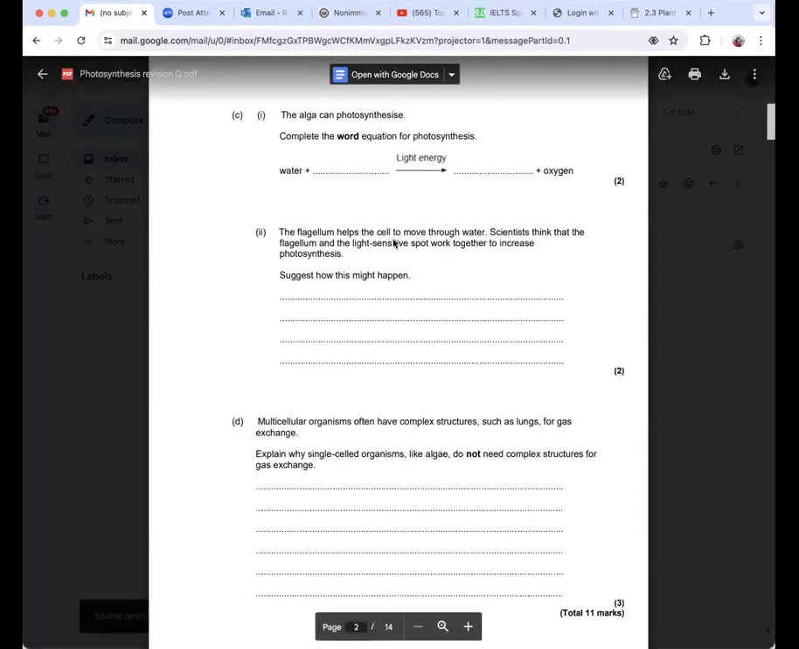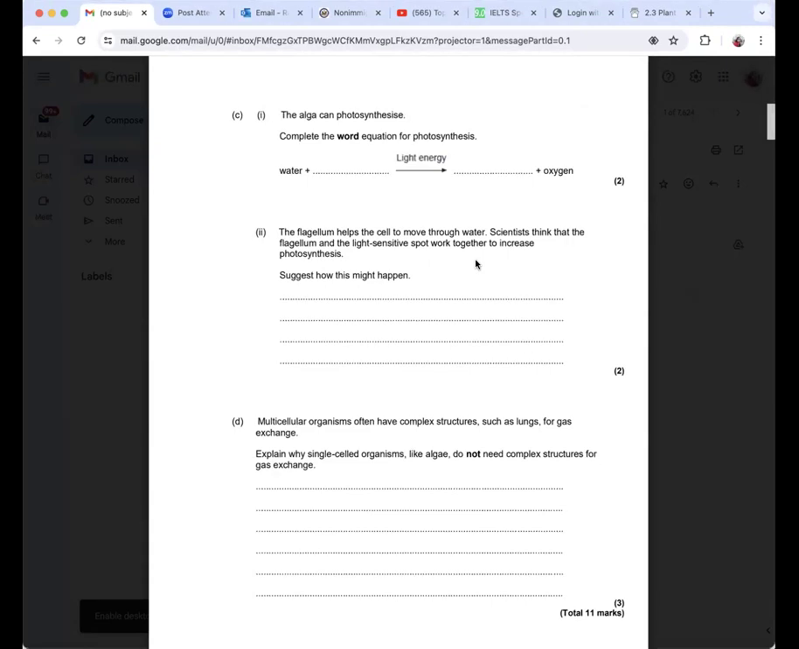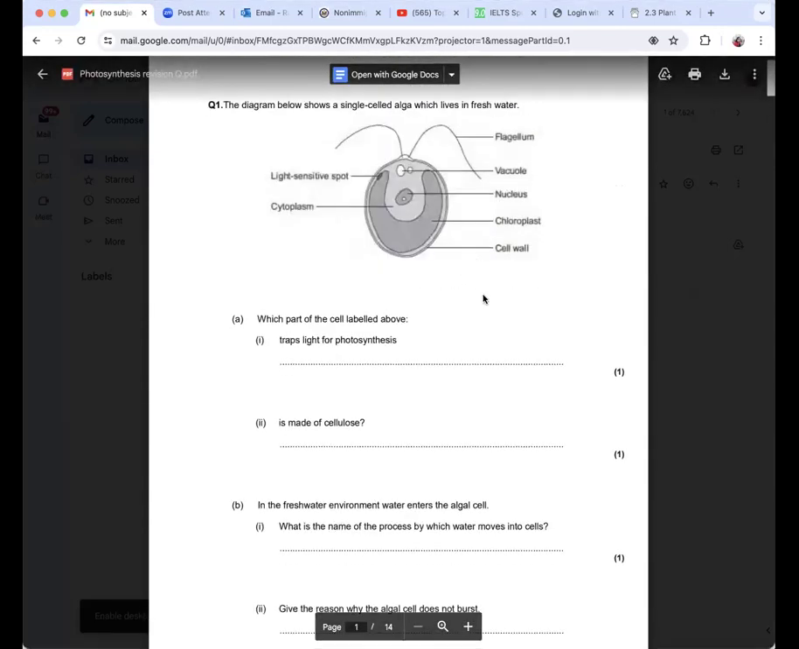Scientists think that the flagellum and the light-sensitive spot work together to increase photosynthesis. Suggest how this might happen. The flagellum makes the algae move towards the sunlight, because sunlight cannot reach all parts of the water body. It could reach certain parts of the water body. So the flagellum, just like you said, helps the cell to move into the parts where there is maximum sunlight. And the light-sensitive spots can detect that sunlight, right?